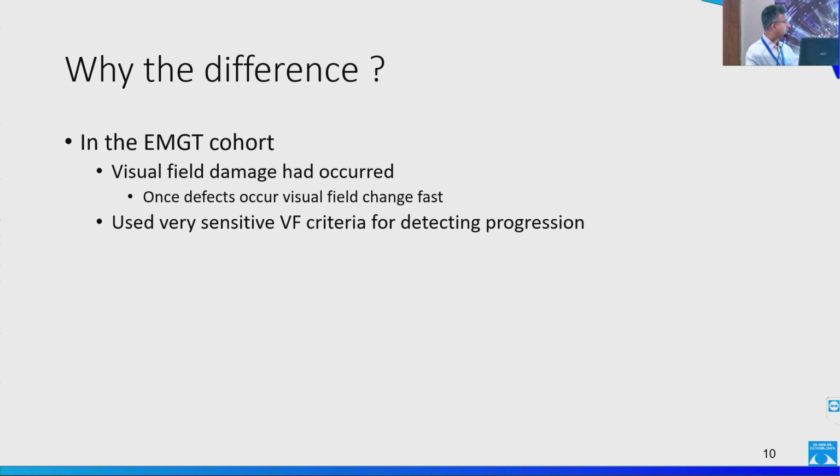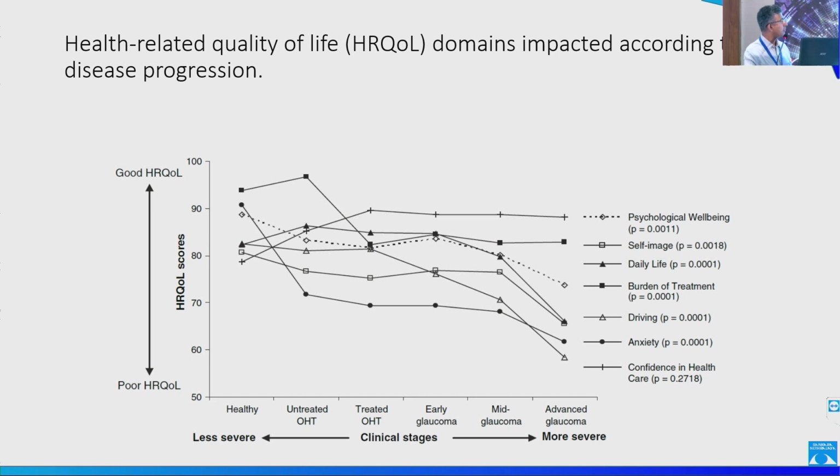And when you use a very sensitive field test like the one in EMGT, you will find progression fast. This is only to tell you that it's impossible to assess progression without looking at software. You need to have good software on your machines to look for progression, and you need to use it even if you have it. What about quality of life?